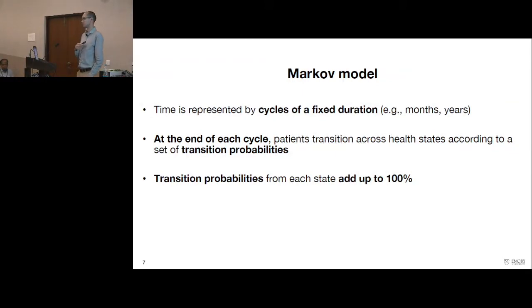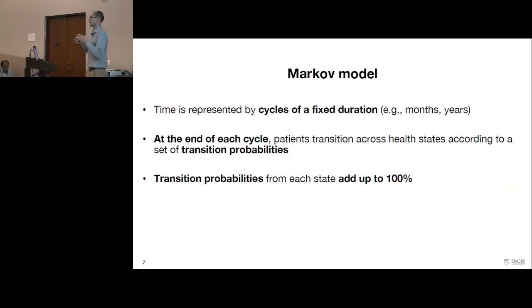So the way this is operationalized is that at the end of each cycle, patients transition across health states according to a set of defined probabilities. Essentially, we assume that for the duration of the cycle, in this case 1 year, everyone stays in the one health state they are in at that particular time. At the end of the cycle, patients change health states, essentially in no time. And same as in the decision tree, where the probability distributions always had to add up to 100%, same thing here: transition probabilities always have to add up to 100%.